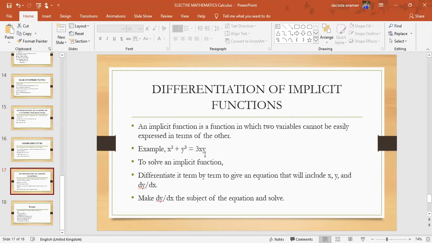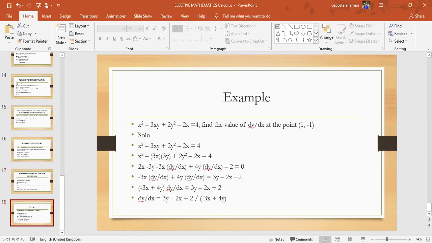Therefore, to solve an implicit function, you have to differentiate it term by term to give an equation that will include x, y, and dy/dx. Then after, you make dy/dx the subject of the equation, and you solve. So an example is this. You have x squared minus 3xy plus 2y squared minus 2x is equal to 4. Find the value of dy/dx at the point (1, -1). I hope you know this point. X is 1, y is -1.